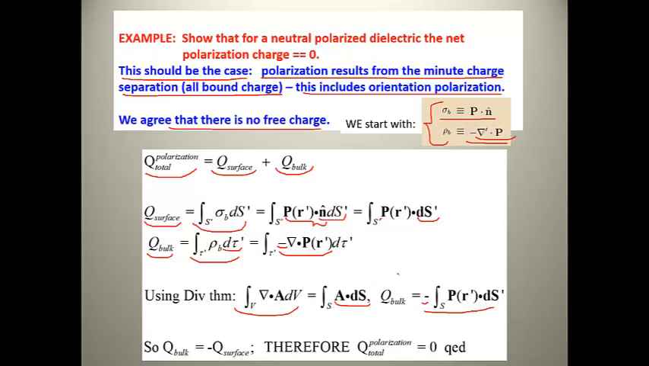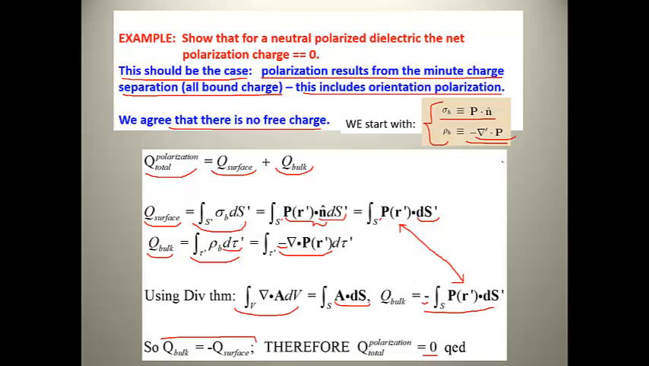So if we look at these two things, here's the charge on the surface, here's the charge in the bulk, they're equal and opposite. And so if we add up the surface charge and the bulk charge, as you might expect, we have this condition here that we have one minus the other one. So we add those two together, we get 0.